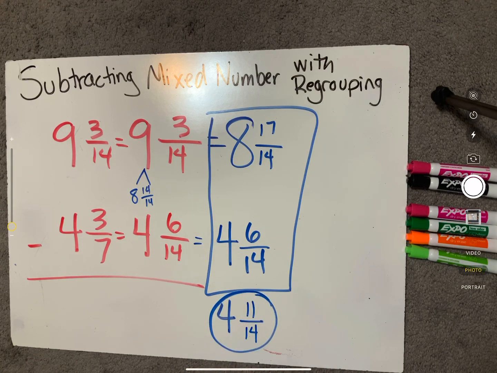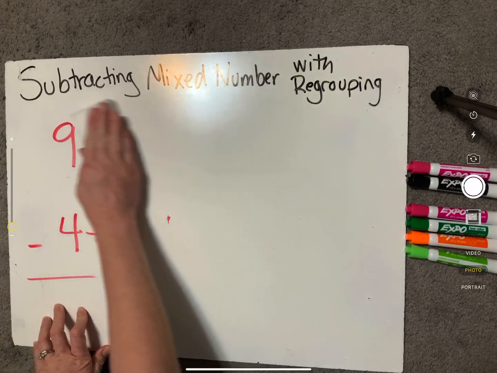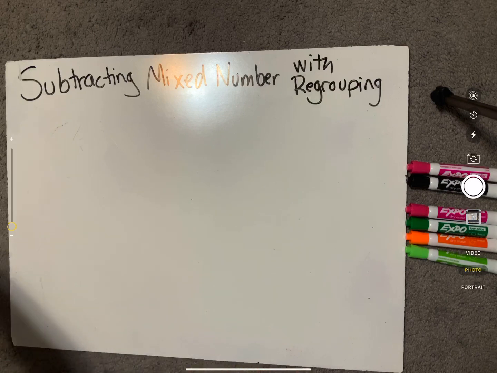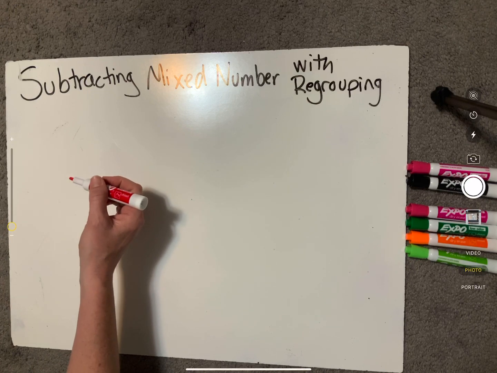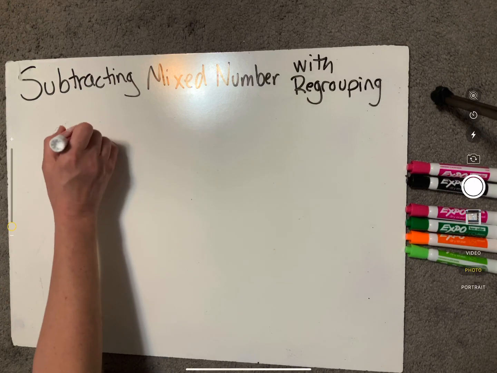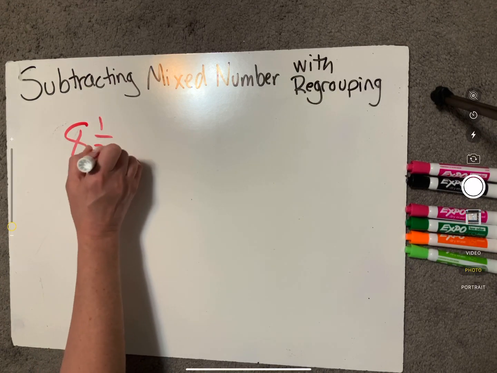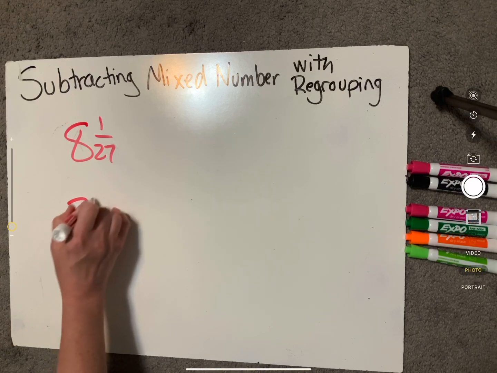Okay, let's do one last one. All right, let's try 5. No, changing my mind. We're going to do 8 1/27 and 3 4/9.